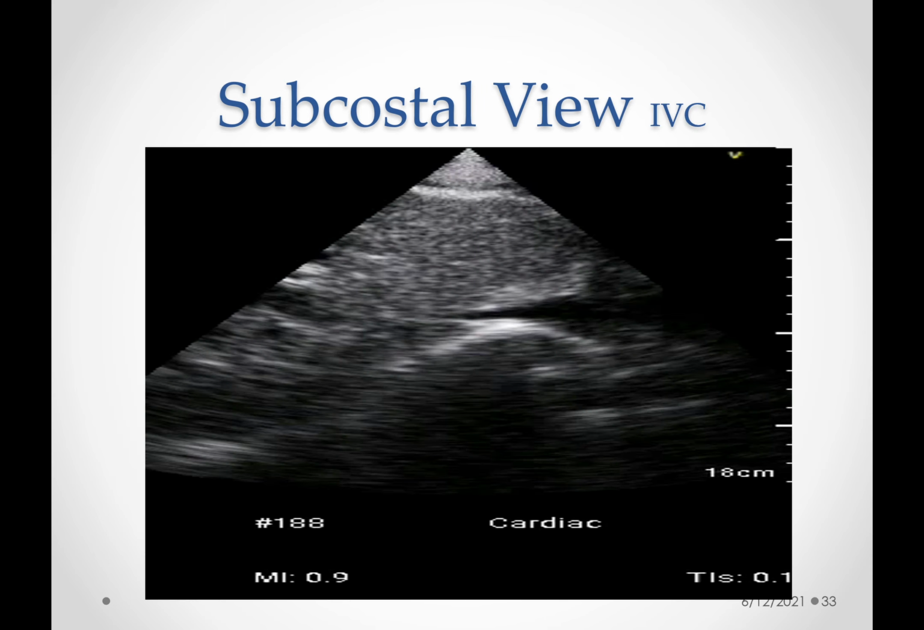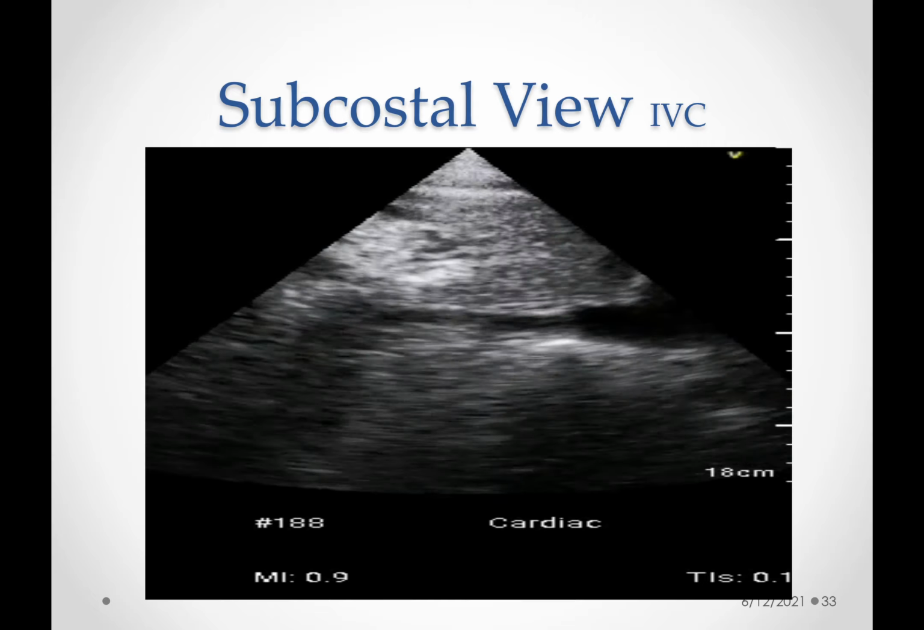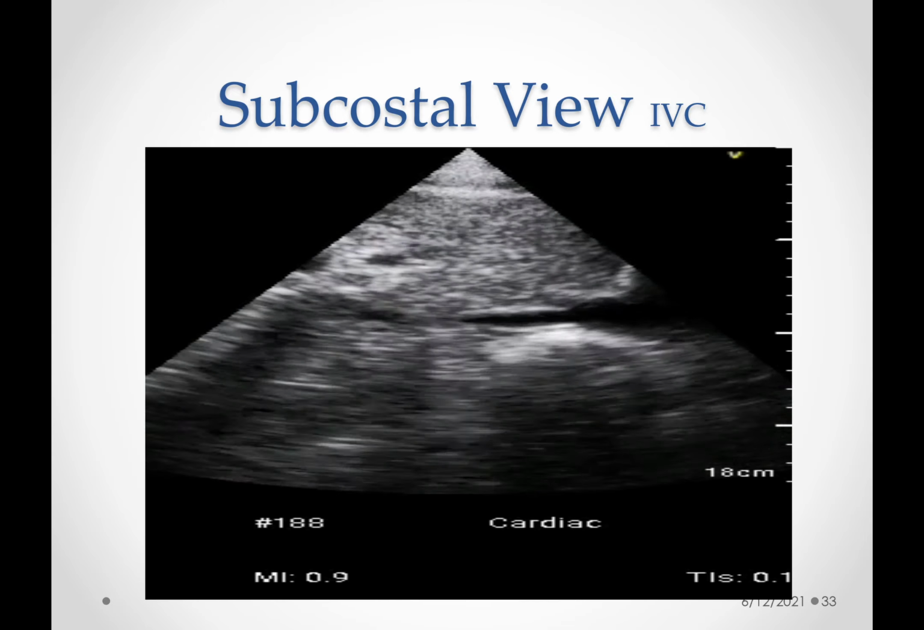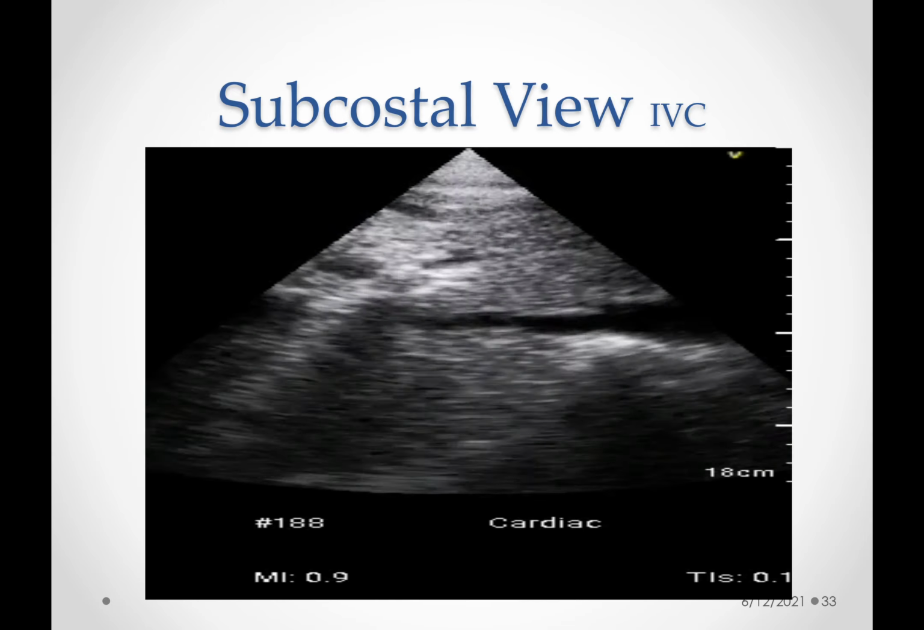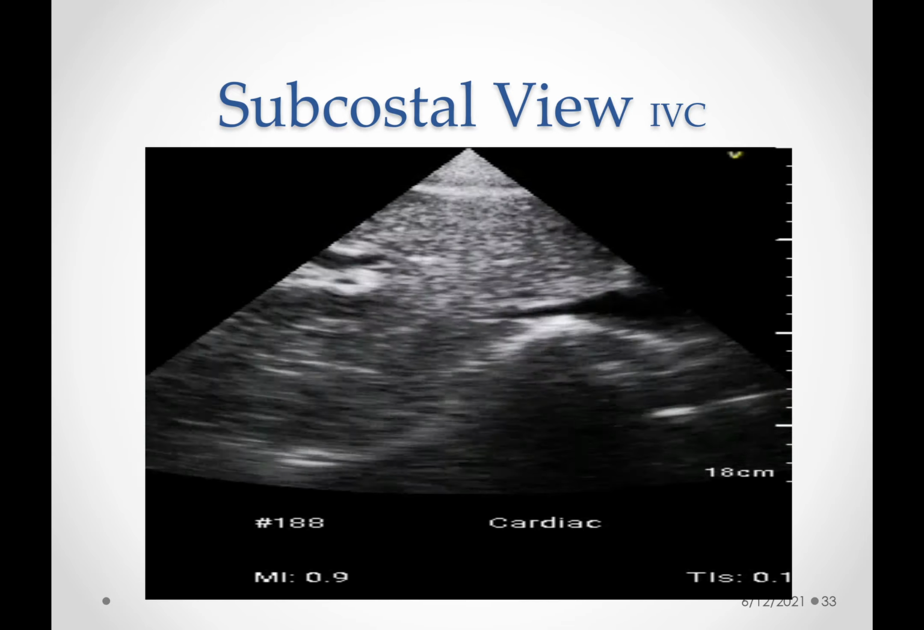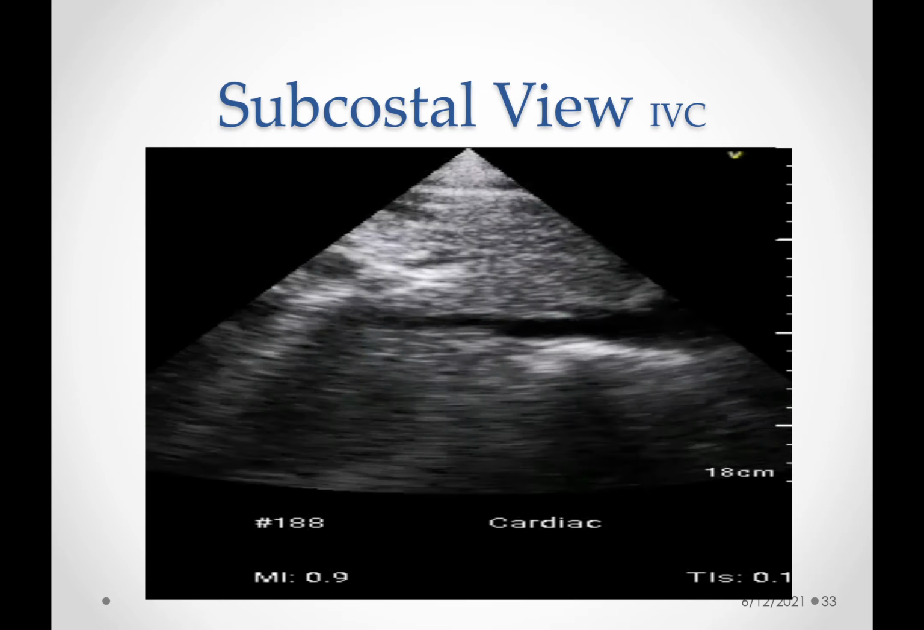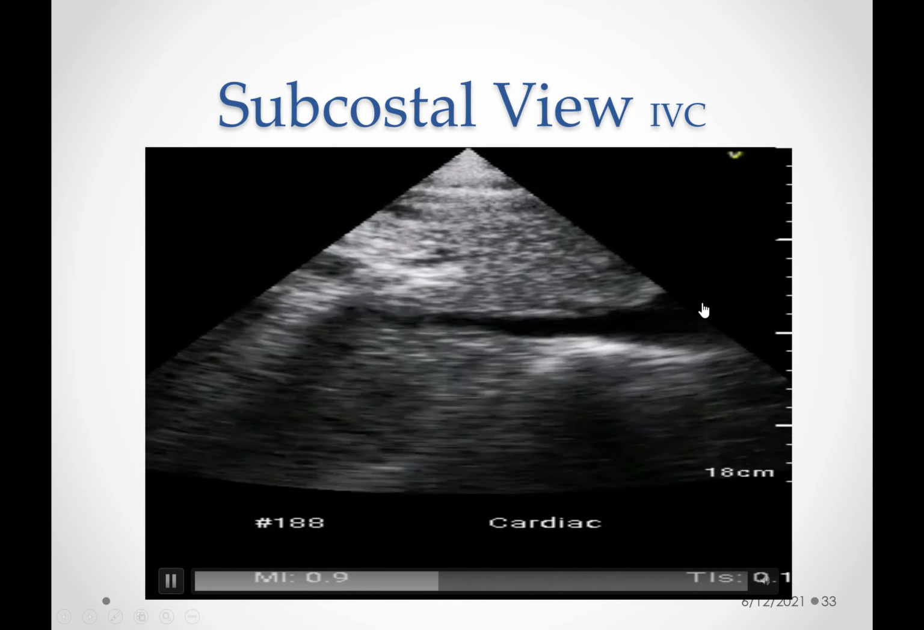In the subcostal view, if you rotate your probe 90 degrees anti-clockwise, you might be able to get this view, which is the view of the IVC going into the right atrium. And this is the kind of the start of the right atrium on the right side of the screen, which is the bit balloon there.